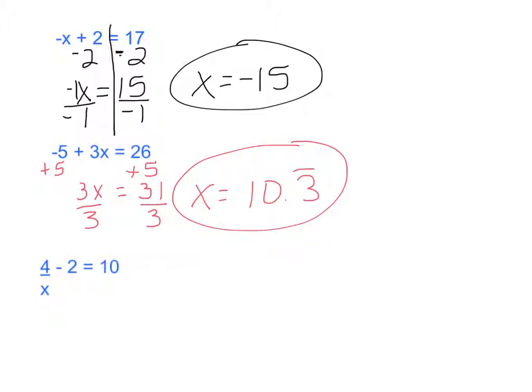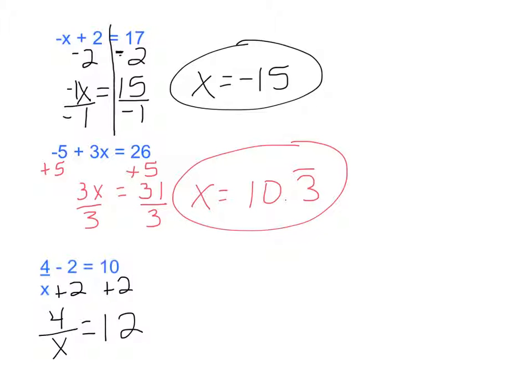In our last example here, we have a fraction, that 4 divided by x. And we're still going to start with getting rid of that adding or subtracting first. So I'm going to take care of this minus 2. And I'm going to add 2 to both sides. I haven't touched the 4 divided by x, so that's going to stay the same. And in this case, 10 plus 2 is 12.